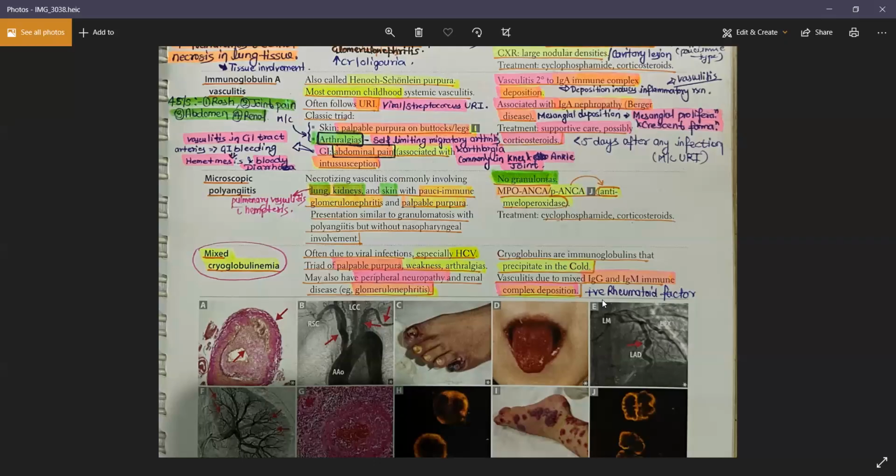So what is the specific test for rheumatoid arthritis? Anti-CCP antibodies. Exactly, anti-citrulline antibody, or CCP. Very important to note. So that would be all about the vasculitis. Any doubts so far?